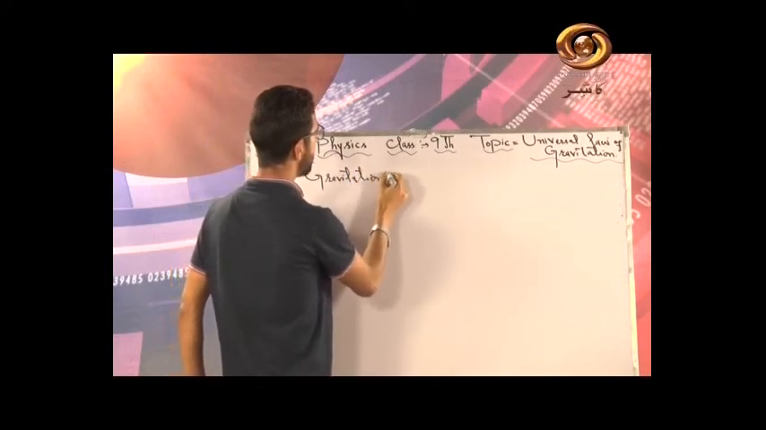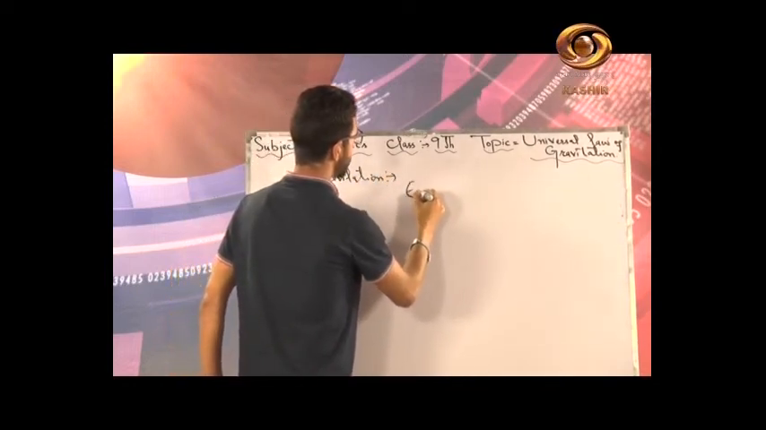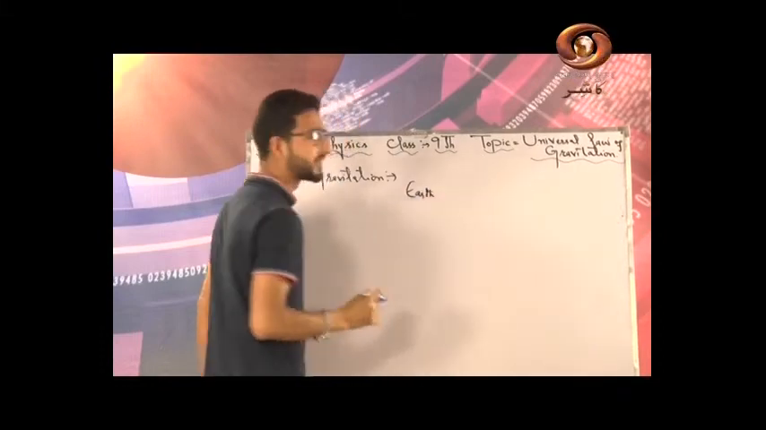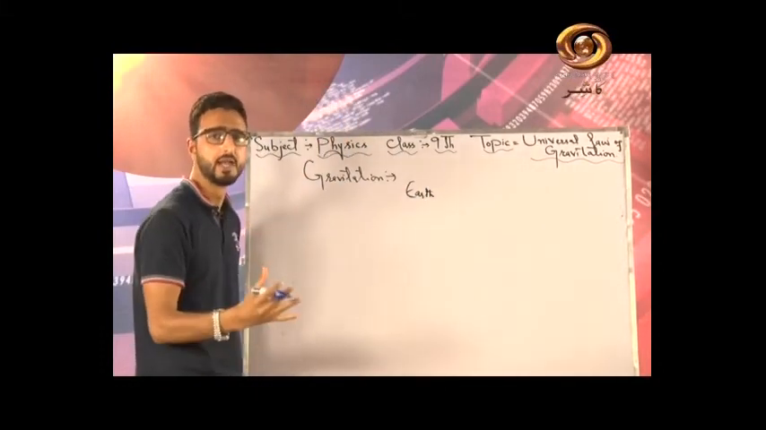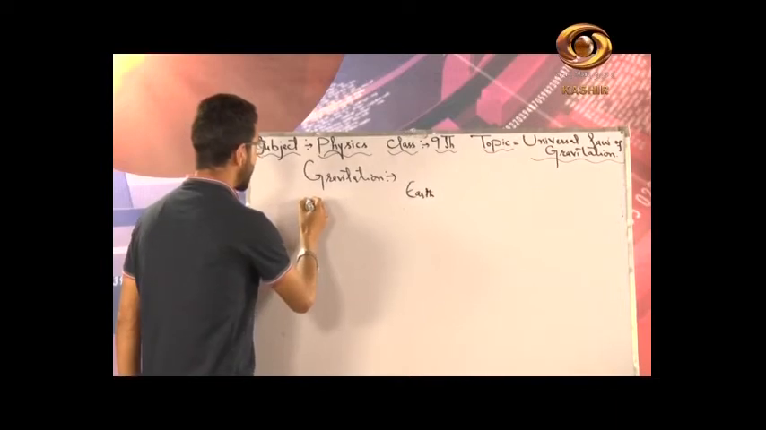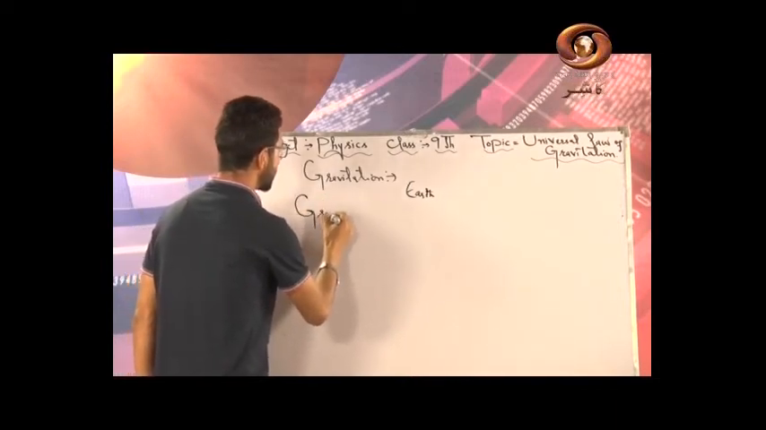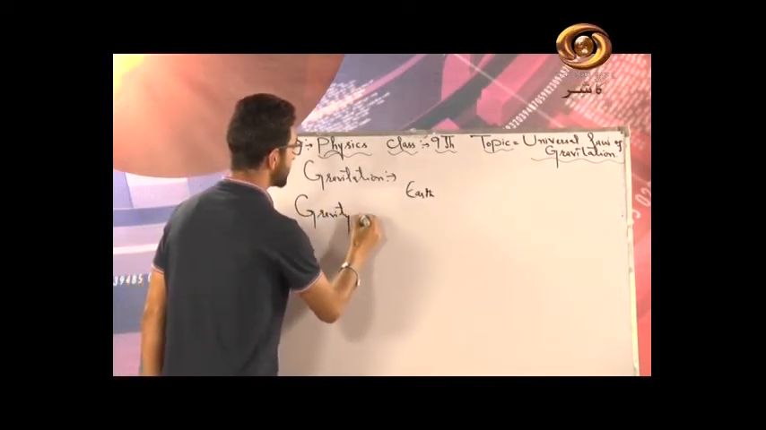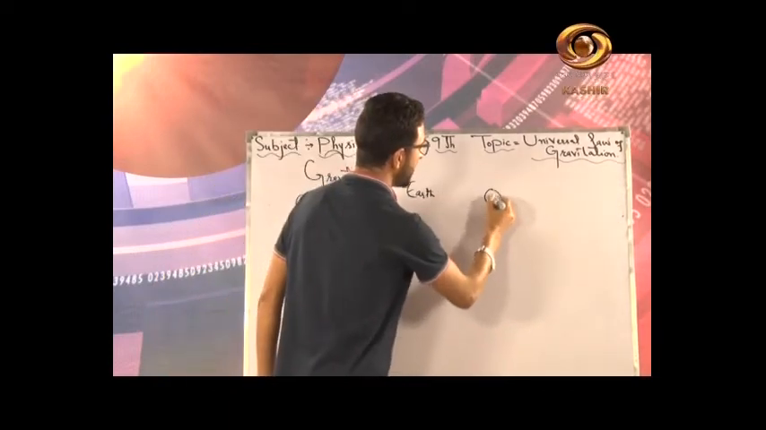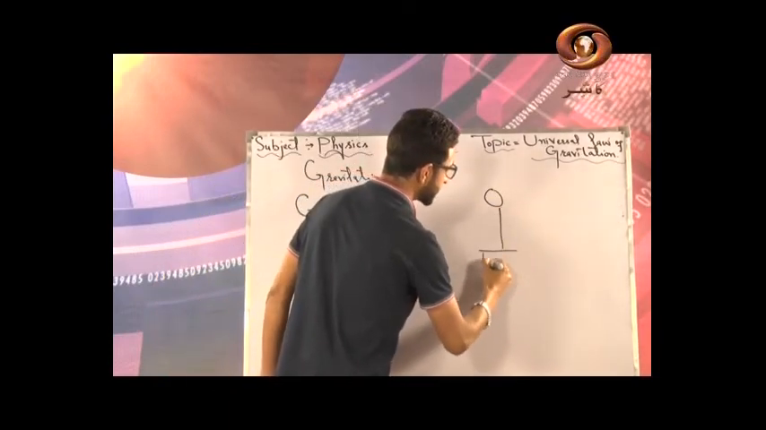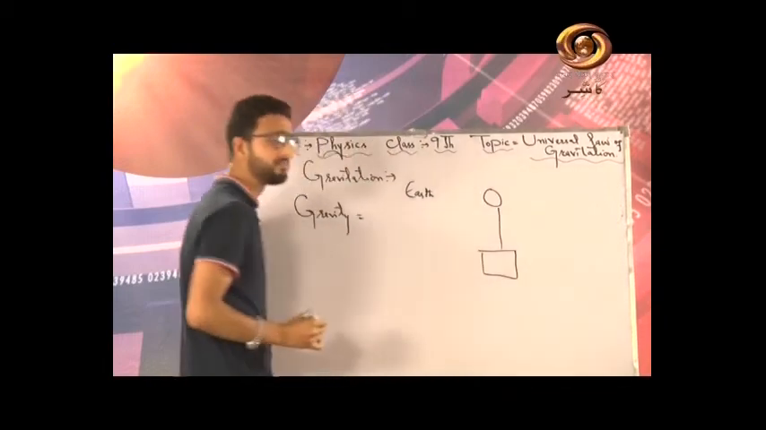Actually it is the earth that attracts apple towards itself, right? So this is basically gravity. Gravity is nothing but the force with which an apple is attracted towards the center of the earth, right?